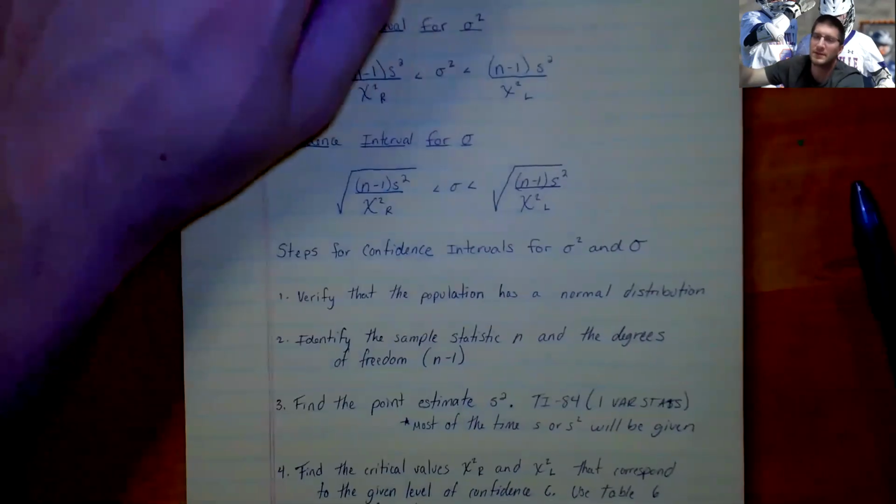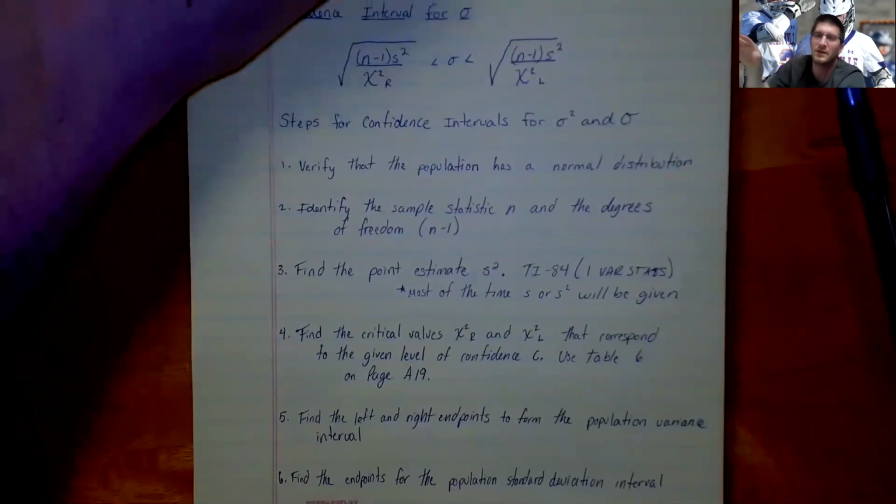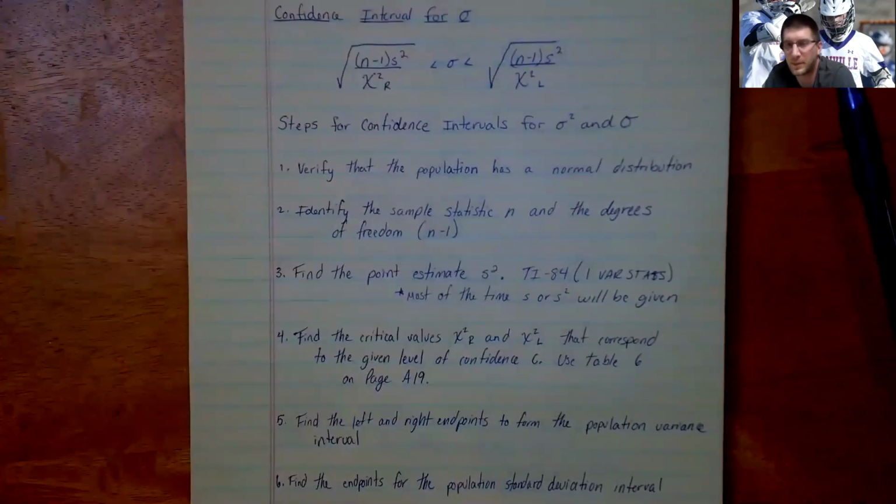Let me put all of the steps up here for you. The first step, you have to verify that the population has a normal distribution. If it doesn't have a normal distribution, we can't do it this way. Second step, identify the n value and the degree of freedom, which remember is just n minus 1. We're going to use those values not only for the formula, but to find the chi-squared values for the left and right-hand endpoints. Step number 3, we're going to find the point estimate s squared. So we need to find that sample variance.